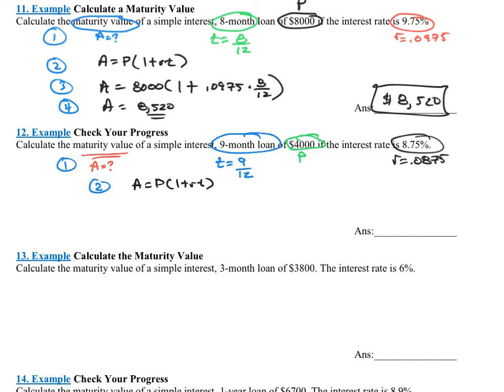Step 3, I'm going to plug in the numbers that I know. That would be A equals P is the $4,000 loan. 1 plus R, the interest rate, is 0.0875. Times T, which as a year is 9/12ths of a year, and I close my parentheses. Plug this into your calculator. Be very, very careful. Let's see what you get.